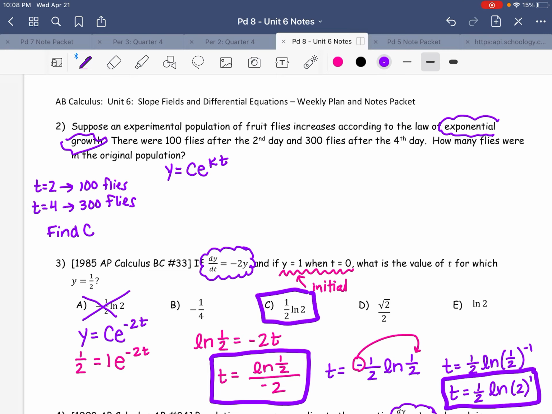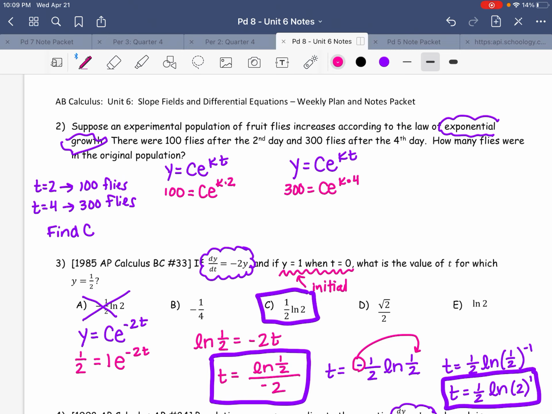So I'm going to see what we can do. If I go into this equation, and let's say that I use the time is 2, I would plug in 100. I'm plugging in this stuff. 100 equals Ce to the k times 2. Okay, still have 2 variables there. What if I took my original equation, and what if I plugged in this bottom one now? 300 flies equals Ce to the k times 4.